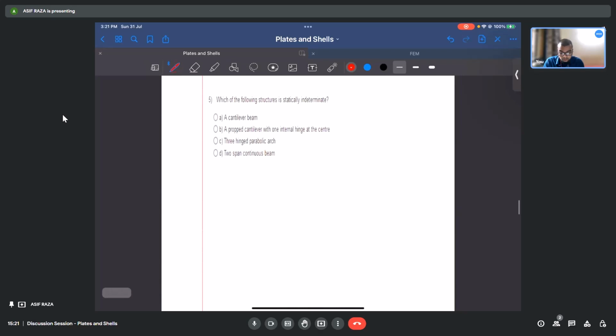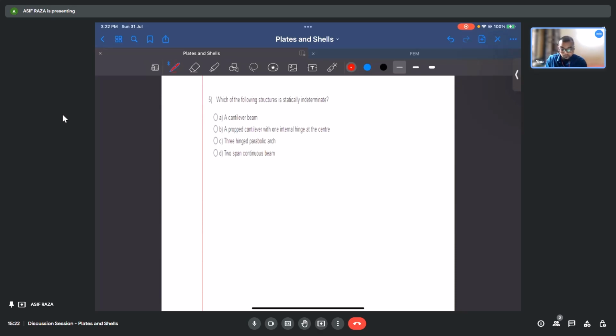Now question number 5. Which of the following structures is statically indeterminate? So what are statically indeterminate structures? Statically indeterminate structures are those structures whose unknown reactions cannot be solved using only the equilibrium equations. So let's solve this one by one.